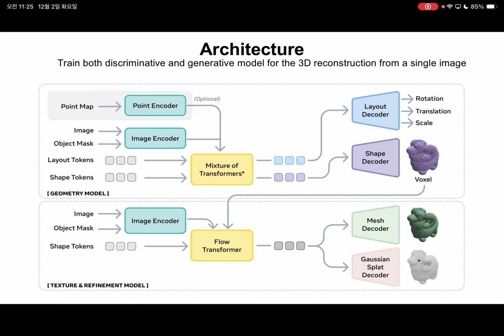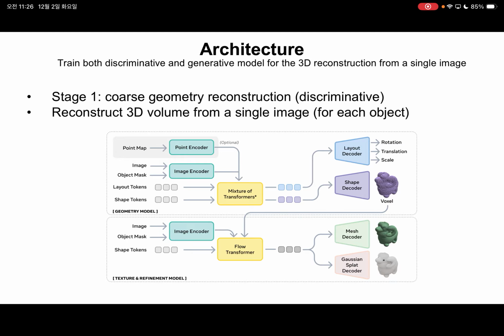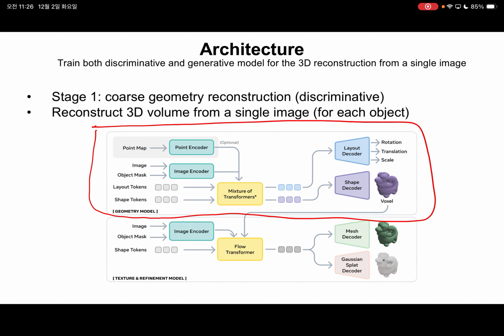Architecture: there's no very special architecture, but one interesting thing is that it is based on both descriptive and generative models. This is stage 1, and this is stage 2. Stage 1, descriptive. Stage 2, generative model. We will see this one. Stage 1 is coarse geometry reconstruction. From the image and mask, maybe a binary mask, I think, anyway, from the image it outputs a coarse voxel geometry.